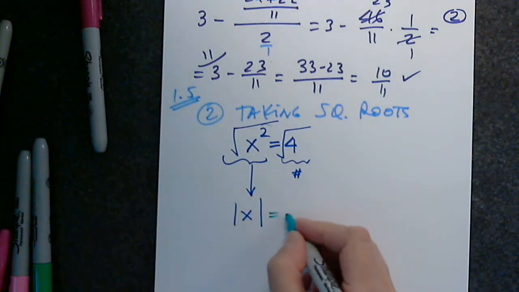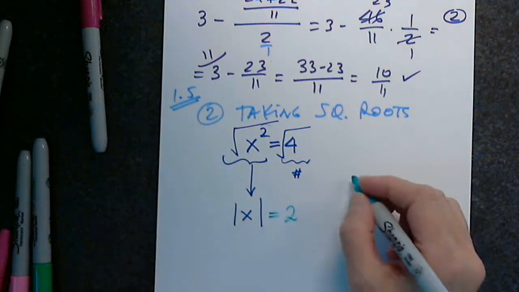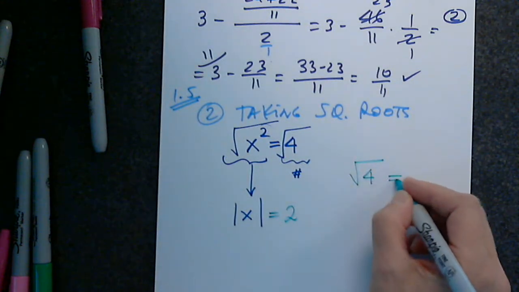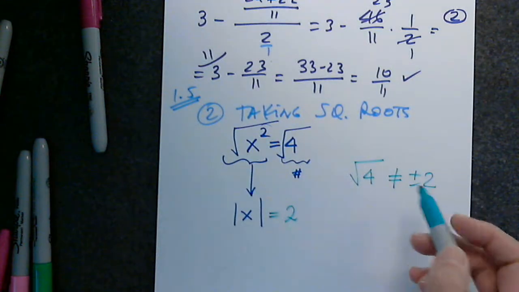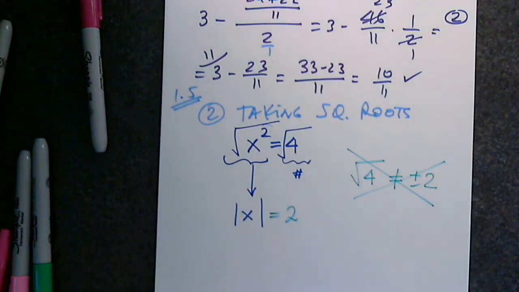The square root of 4 is 2. I want you to make sure you understand that the square root of 4 is not plus or minus 2. Please do not ever consider that. The square root of 4, this is correct because I put not equal to. So the square root of 4 is 2.